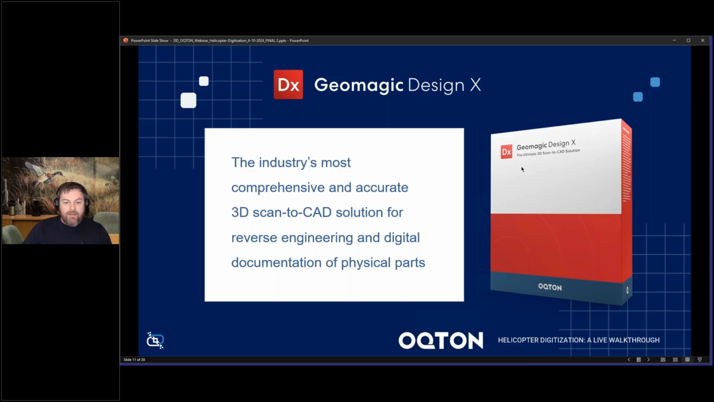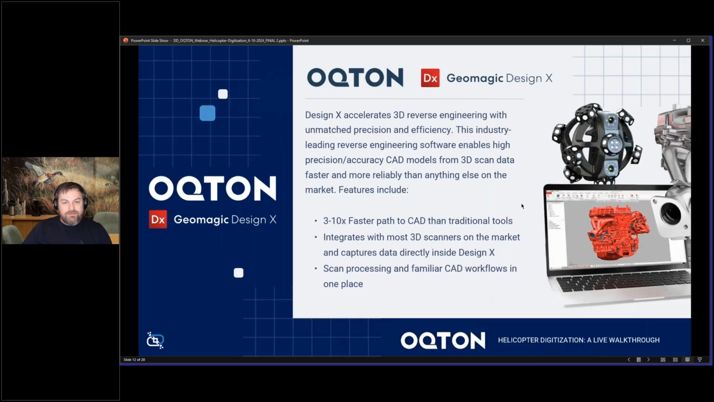And that's where my portion of the presentation comes in, talking about Geomagic DesignX, which is the industry's most comprehensive, accurate 3D scan to CAD solution, reverse engineering for physical parts. What I always say is, if you want to recreate objects, that's what DesignX is for, right? So we've been around the market for 20 plus years, been scanning forever here.